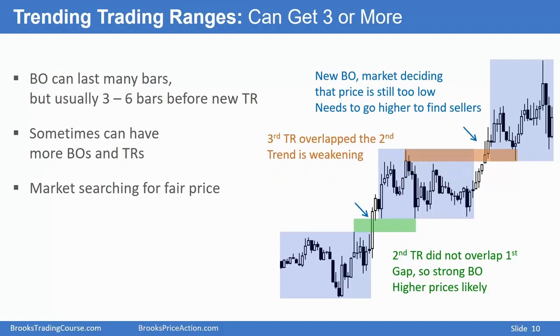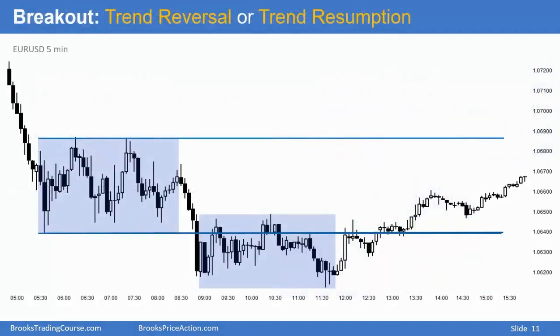Here we do have overlap. The third trading range overlaps the second, and it's a sign that the trend is weakening. Strong bear breakout, bear microchannel, a lot of consecutive bear bars closing near their lows. Chances are we're going at least a little bit lower. Maybe this is a little bit lower, maybe this is a little bit lower. But big down, big up, probably trading range.